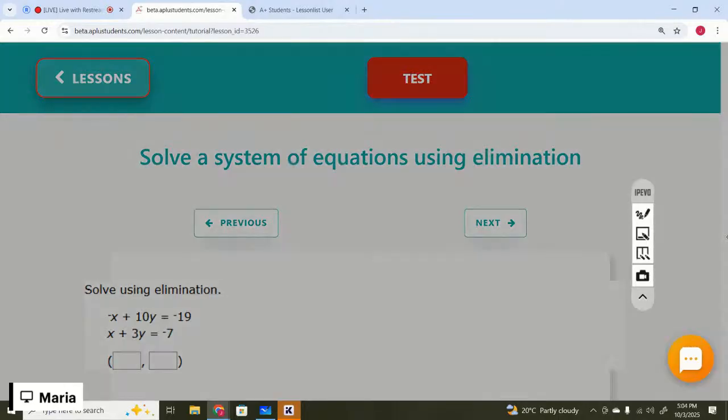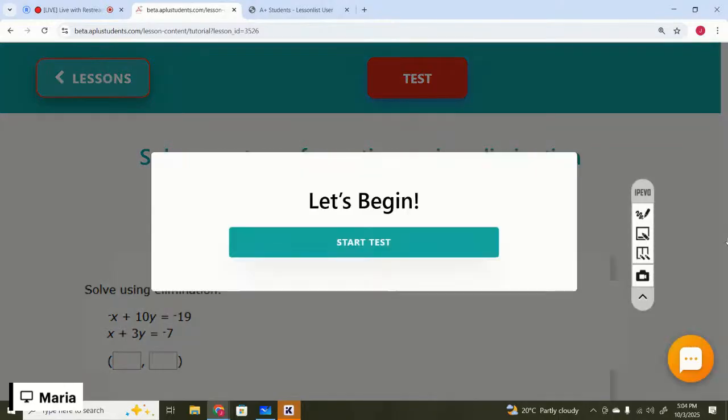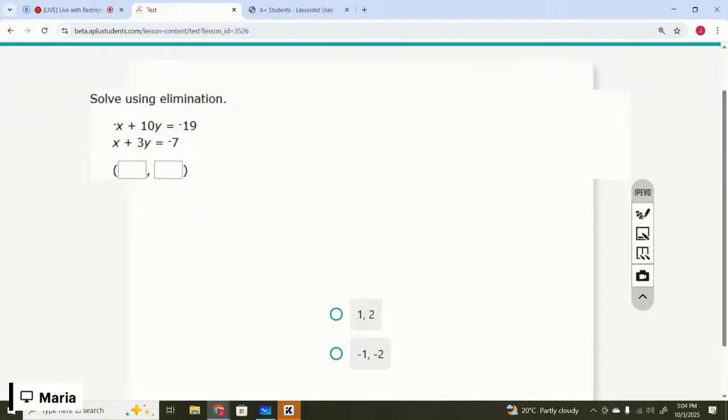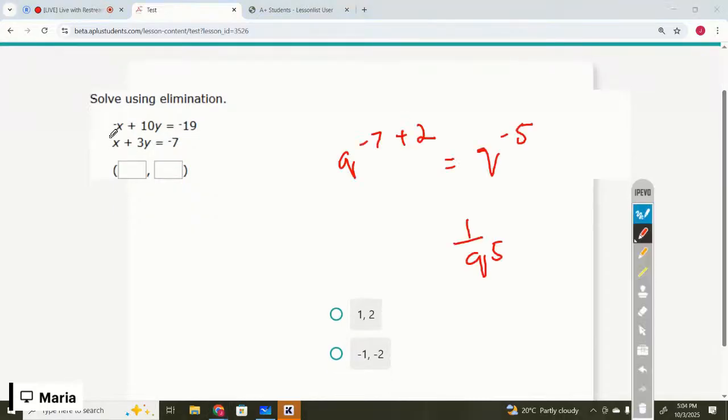Okay, let's just start with the test questions. Solve using elimination. I think that's the one we just did on the tutorial. So we need to add both the equations because if you look at the equation, here you have x and here you have negative x. So when you add both the equations, x and negative x cancel out each other, right? So let's just add them.